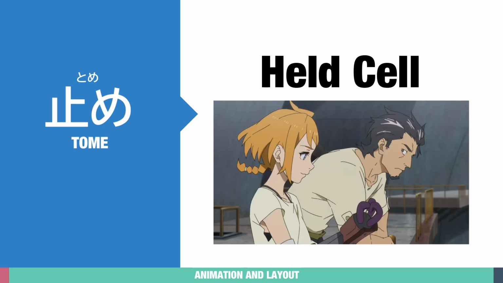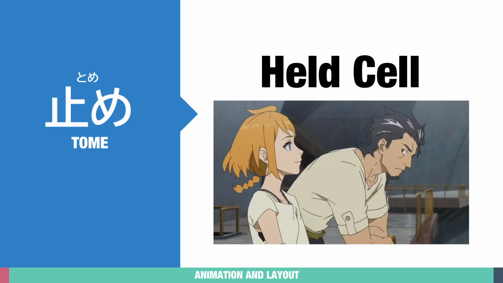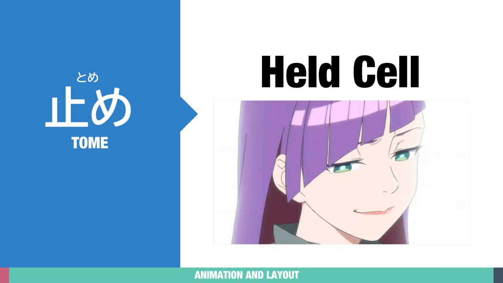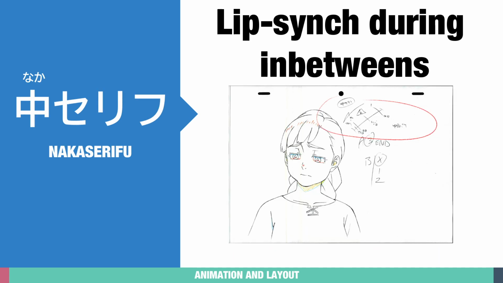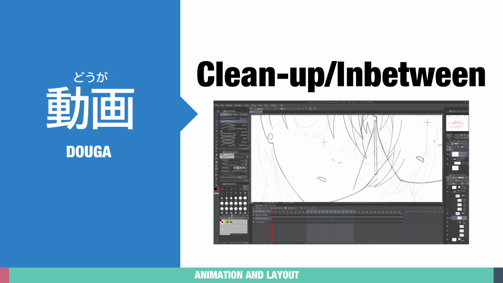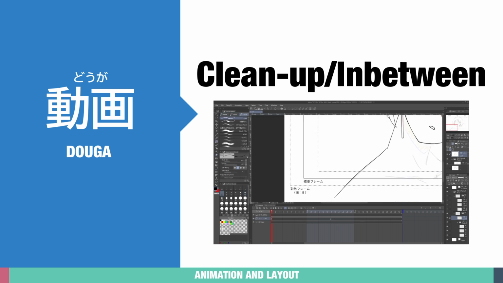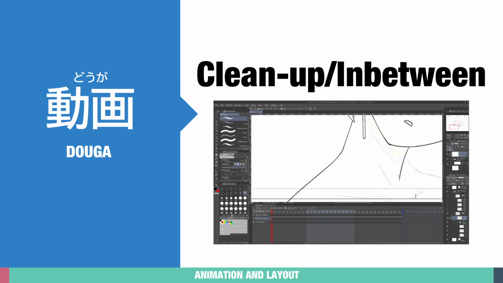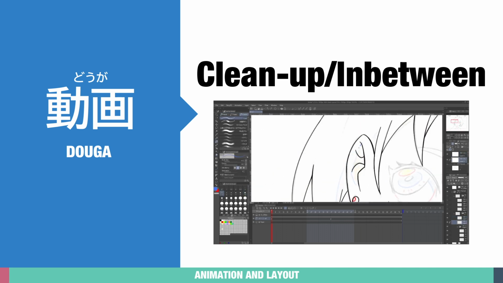Tome. This refers to a held cell drawing. When a cut has no movement and all the elements are held, we call that a tome katto. Nakaserifu. So this is lip sync during in-between animation. Label the in-between diagram with the necessary mouth shape. Nakawari. An in-between drawing. Doga. Doga is a process of cleaning up genga and adding the necessary in-betweens to make that movement work.